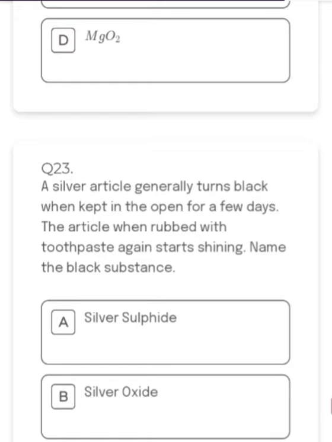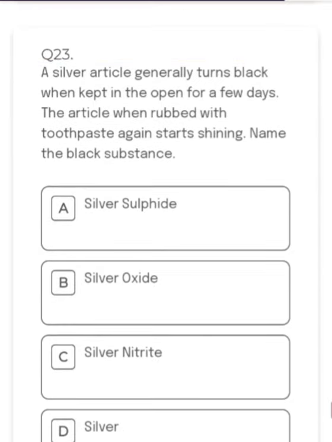Next question. A silver article generally turns black when kept in the open for a few days. The article, when rubbed with toothpaste, again starts shining. Name the black surface. So the correct option is option A, silver sulfide.